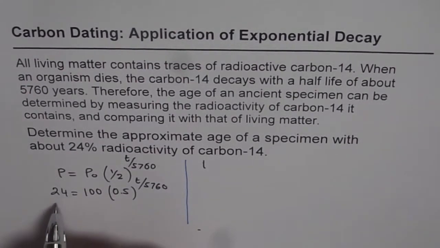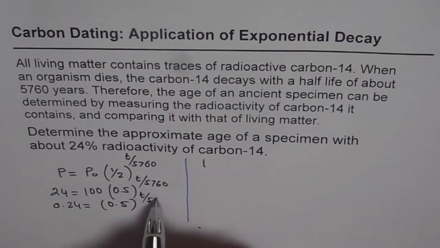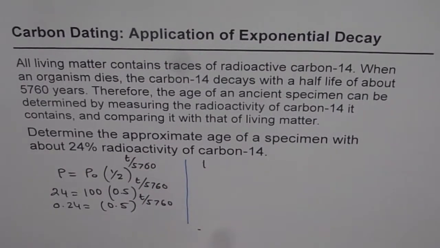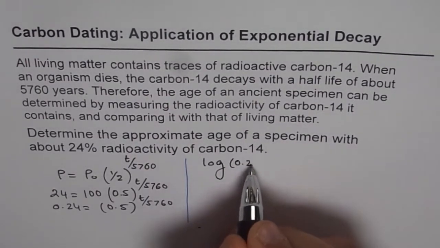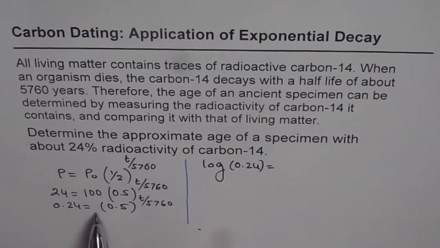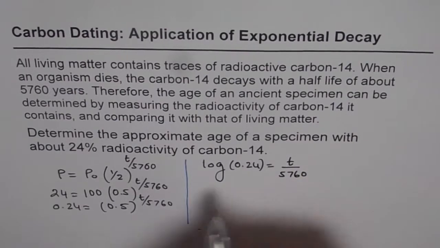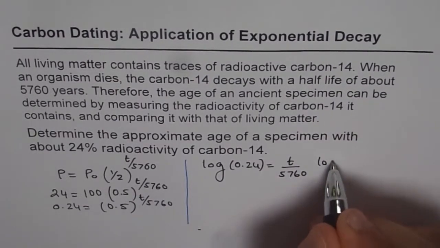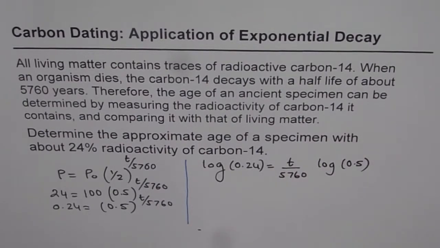So what we get is 0.24 equals 0.5 to the power of T over 5760. Now let's take log on both sides. If you take log on both sides, you get log of 0.24 equals, when you take log, the exponent comes as a product, T over 5760, times log of the base, which is 0.5. You can consult some books and understand this method, but that is how it should be done.